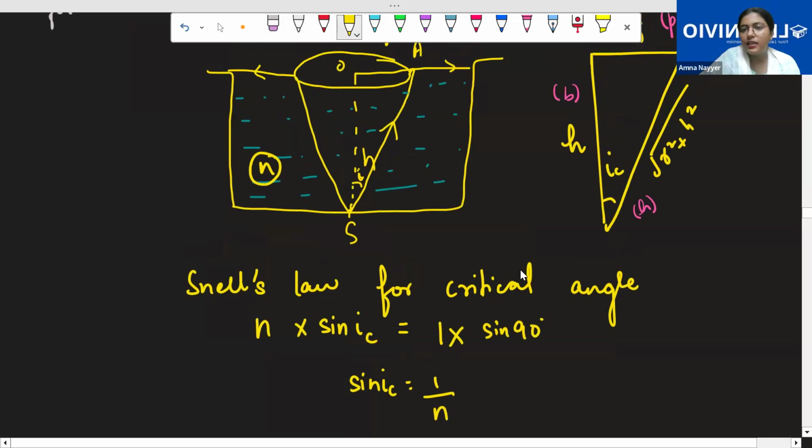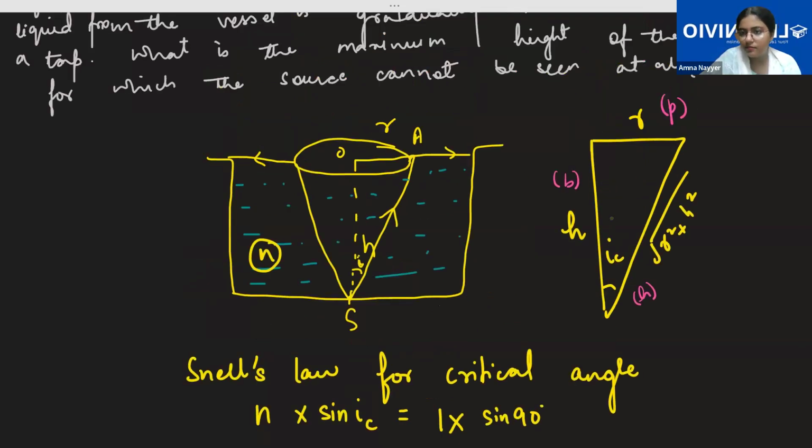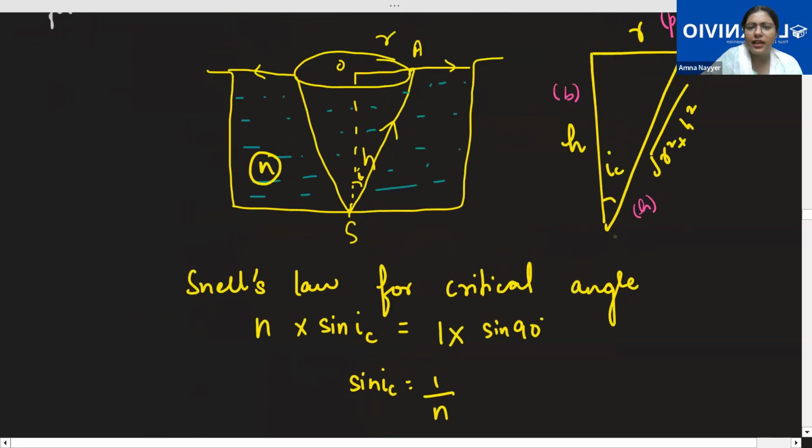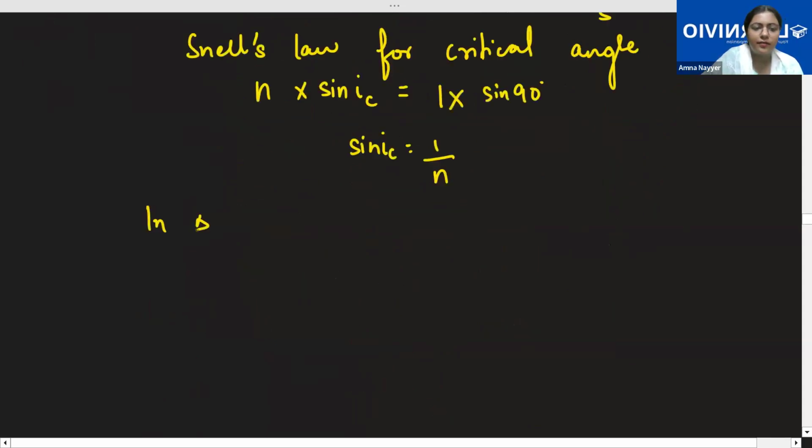Now from this triangle also we can calculate sine IC. Using this triangle, we can calculate sine IC. Tell me. In triangle, let's name it something, SOA. In triangle SOA.